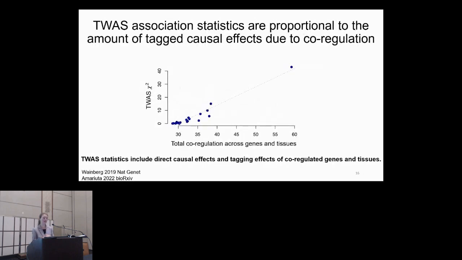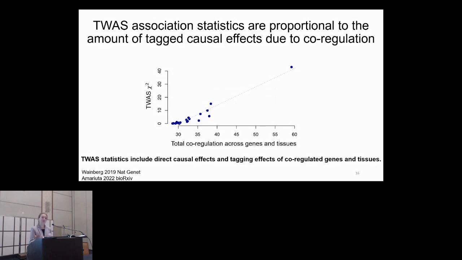All right, so what we identified in our analysis of GTEx data is that TWAS association statistics are actually proportional to the amount of tagged causal effects due to co-regulation, or rather, this is what we should expect. And what we observe is that the association statistics, or chi-squares, are proportional to the estimated amount of co-regulation between tissues. So this is very analogous to how GWAS chi-square statistics are proportional to LD scores, how much correlation there exists between genotypes, which has been shown in LD score regression and is a way that we can make causal estimates of heritability. So here we're taking that same sort of idea.